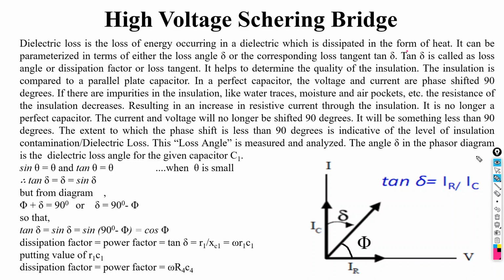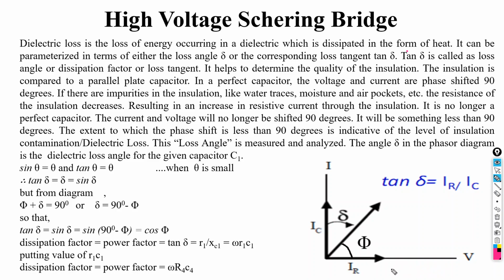It will be somehow less than 90 degrees. The extent to which the phase shift is less than 90 degrees is indicative of the level of insulation contamination or dielectric loss. This loss angle is measured and analyzed. The angle delta in the phasor diagram is the dielectric loss angle for the given capacitor C1. If you observe this phasor diagram, what is happening here?